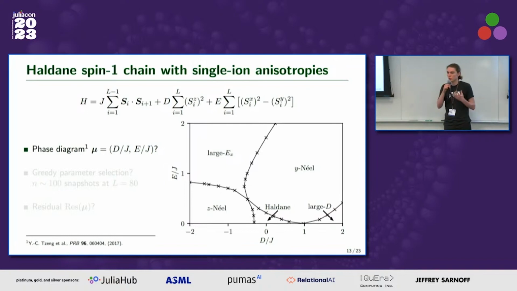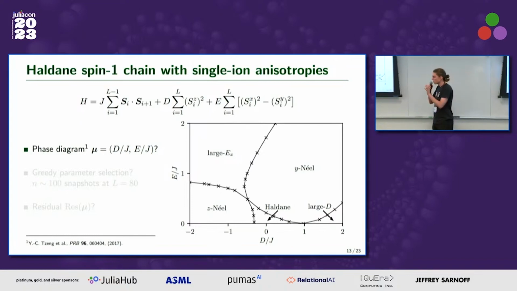The phase diagram is already known from previous DMRG studies, and it looks something like this. So we have these Néel-ordered phases, which is basically antiferromagnetic ordering, and we have a Haldane phase. But what that physically corresponds to, I guess, is a bit out of the scope for this talk. But let's see what the greedy method, this reduced basis method, actually does.